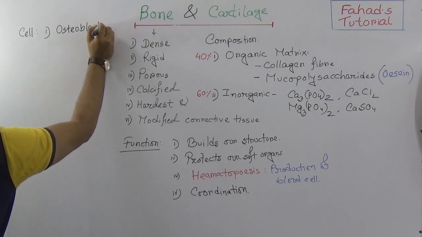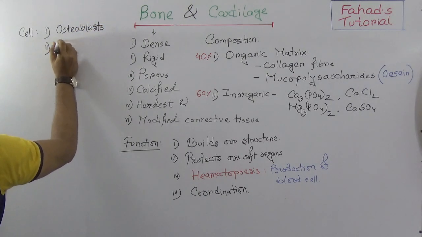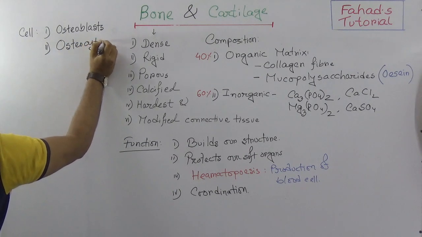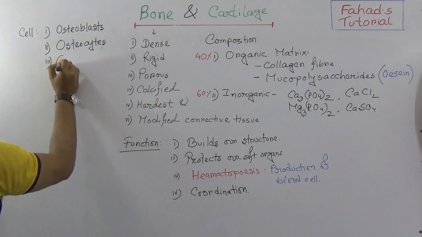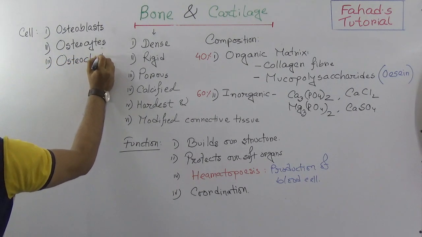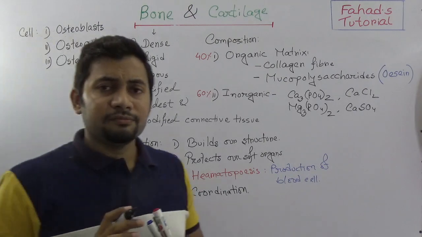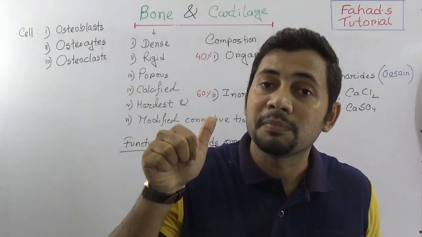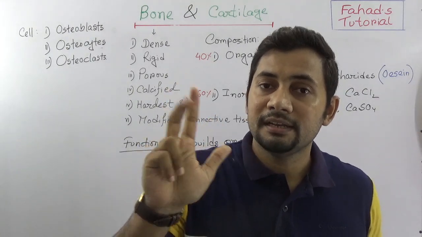Simply, if we can remember the cells of bones, number one is osteoblast, number two is osteocytes, and number three is osteoclasts. So we usually have three types of cells of bones: osteoblast, cyte and clast.